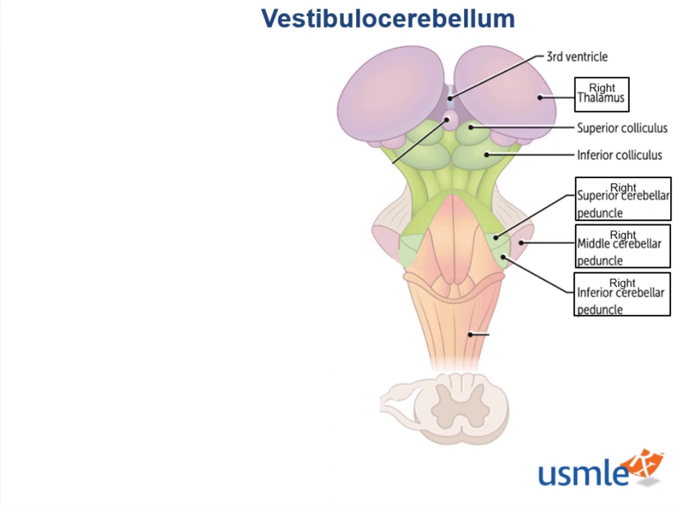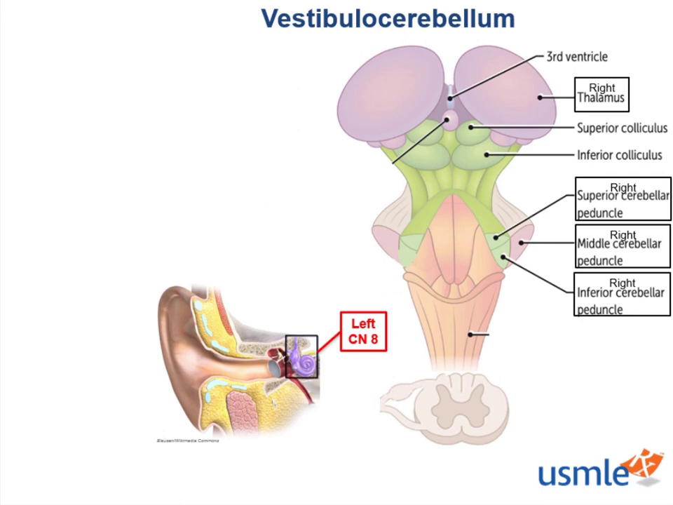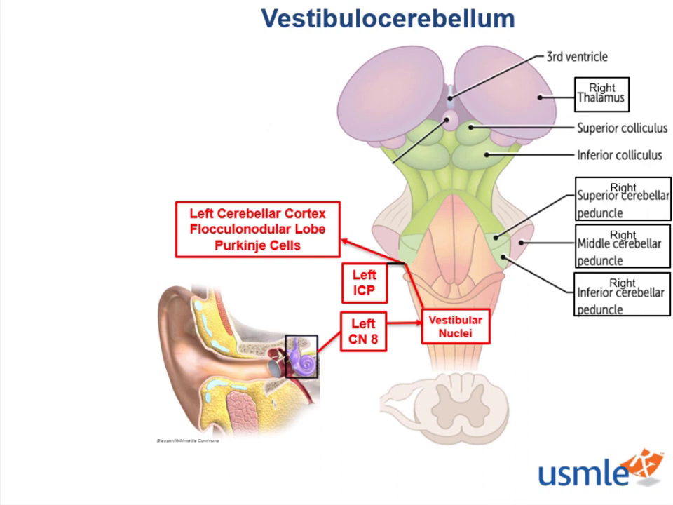The last functional division we'll discuss is the vestibulocerebellum. This pathway begins with cranial nerve 8, the vestibulocochlear nerve that projects to the vestibular nuclei in the brainstem. From here, input fibers, mossy fibers for example, travel via the left inferior cerebellar peduncle to Purkinje cells in the left cerebellar cortex of the floccular nodular lobe that influences the underlying fastigial nuclei. Notably, the left inferior cerebellar peduncle inputs directly to the fastigial nuclei as well.